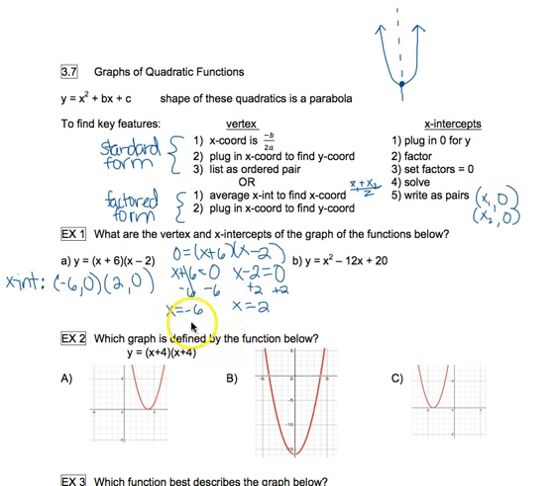So that means I'm going to take negative 6 plus 2 and divide it by 2. Negative 6 plus 2 is negative 4. Negative 4 divided by 2 is negative 2. So the x-coordinate of my vertex is going to be negative 2. Last thing to do, step 2 here, plug that x-coordinate into the equation to find the y-coordinate. So I'm going to plug negative 2 right into the equation. So negative 2 plus 6 times negative 2 minus 2.